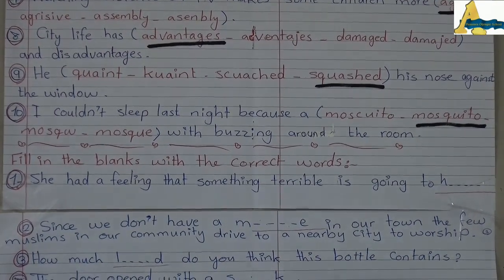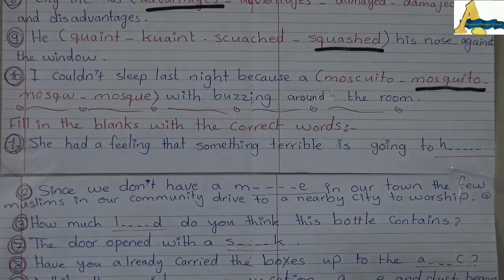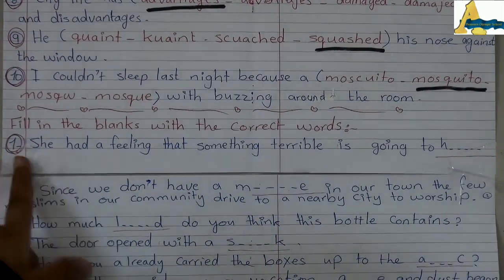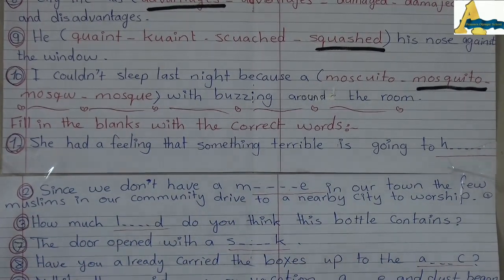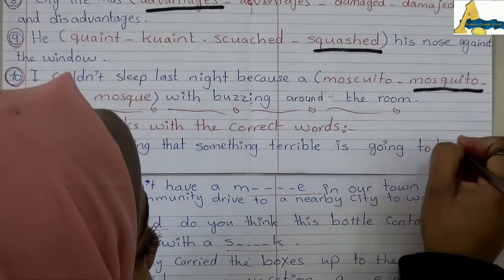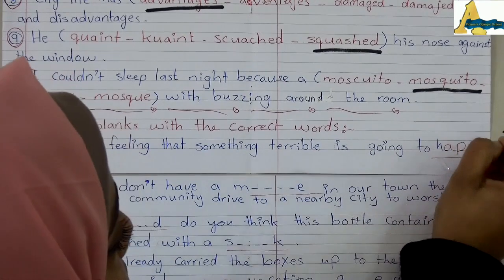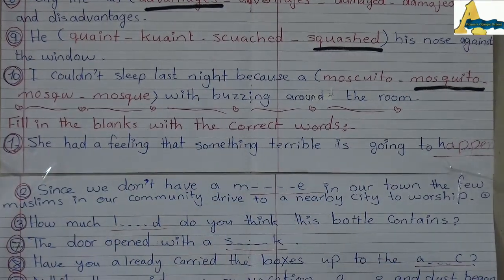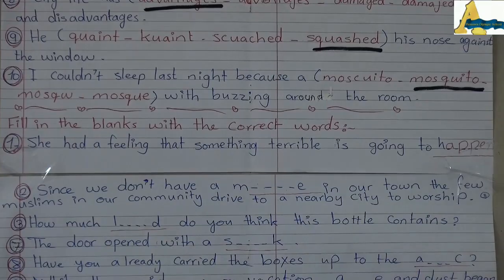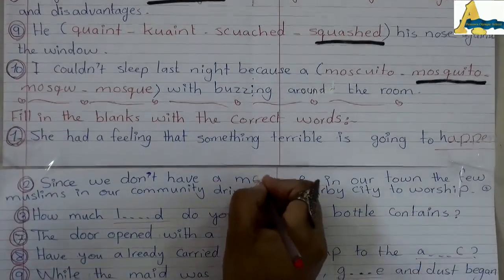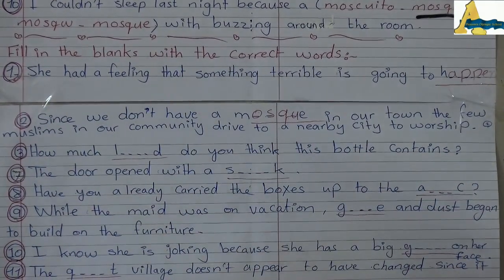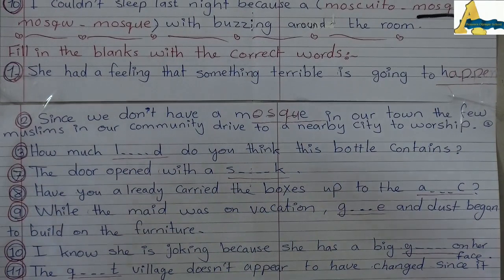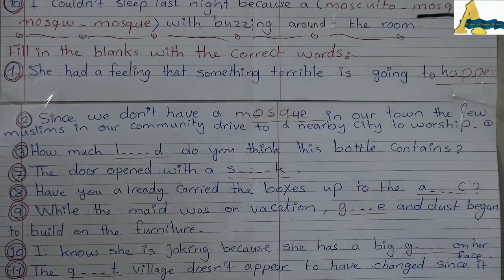Fill in the blanks with the correct words. Number 1, she had a feeling that something is going to, of course, happen. Number 2, since we don't have a mosque in our town, the few Muslims in our community drive to a nearby city to worship.